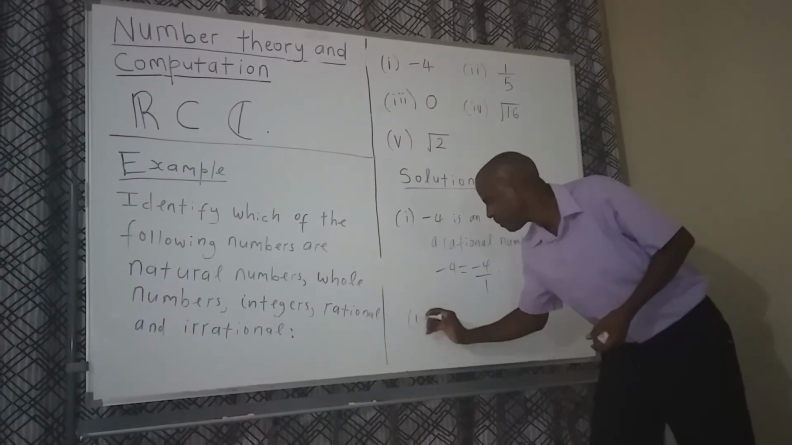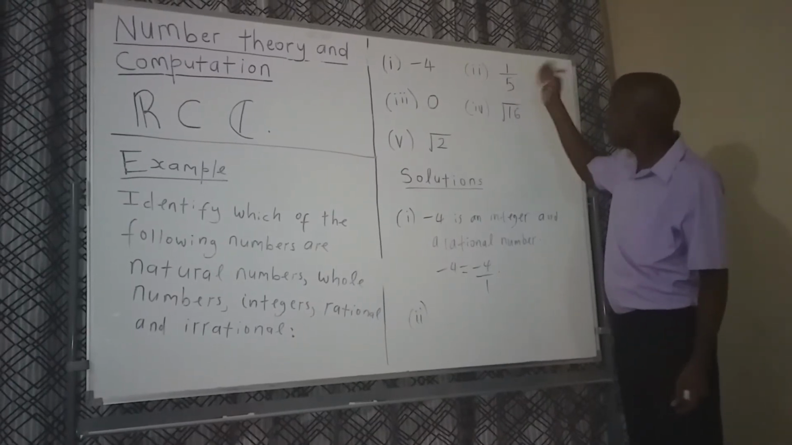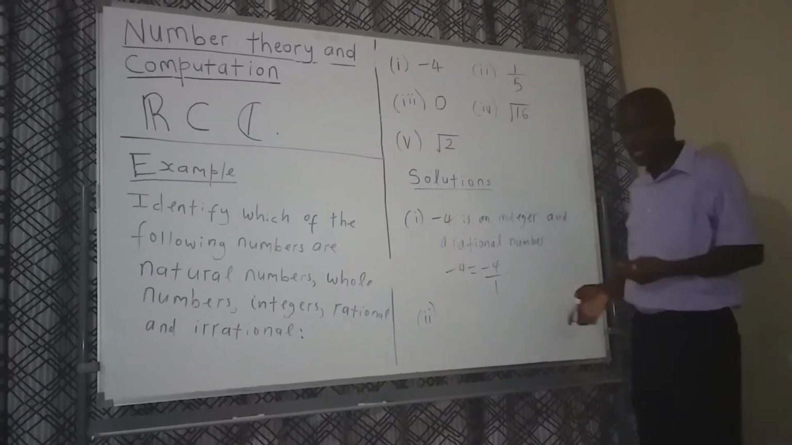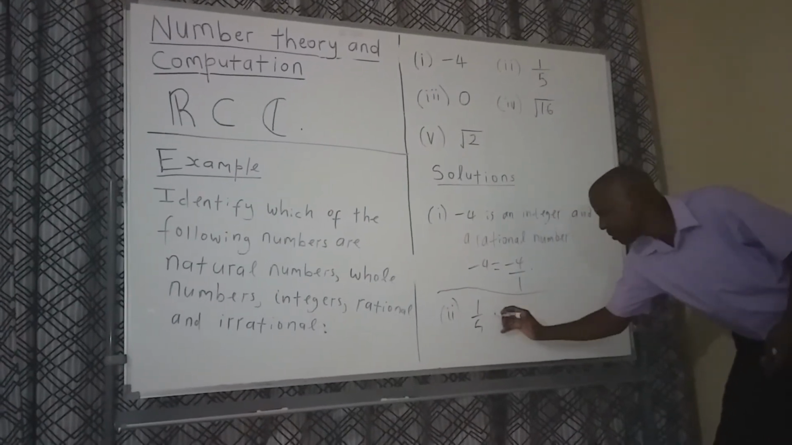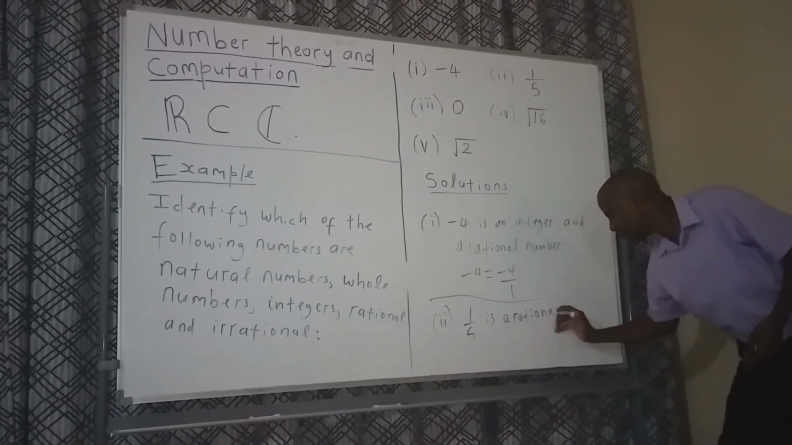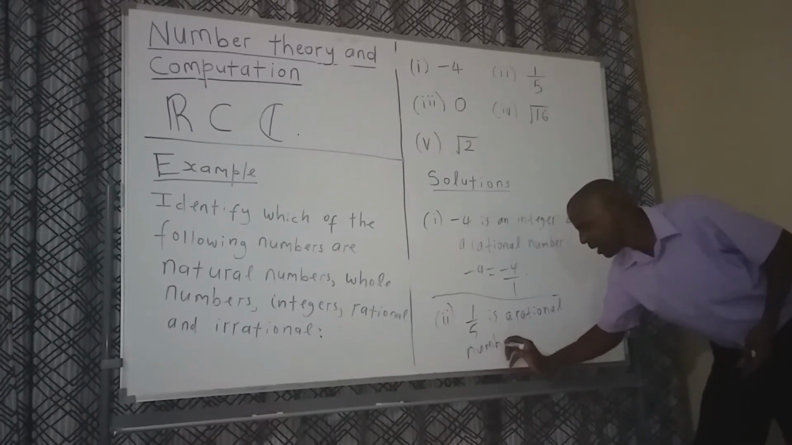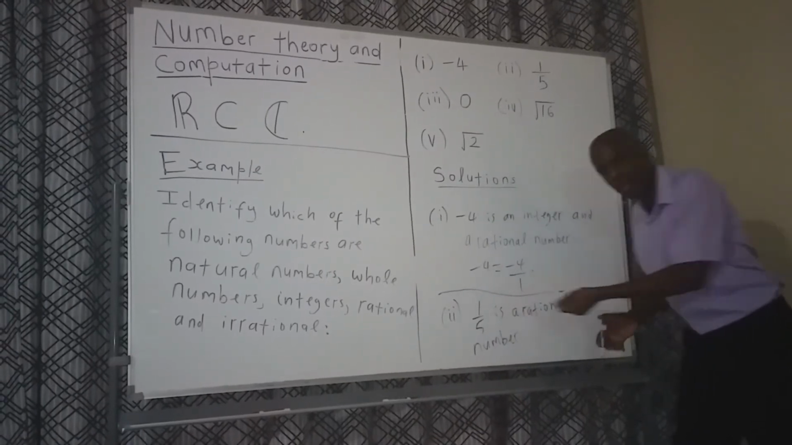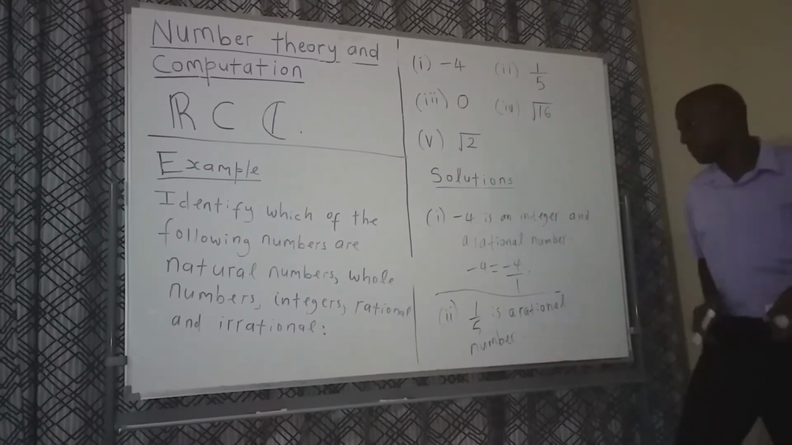Now, part 2, 1/5. Is 1/5 a natural number? No. Whole number? No. Integer? No. Rational? Yes. 1/5 is a rational number. And 1/5 is one that has a terminating value, because 1/5 is 0.2. It actually finishes, it terminates. It has an exact value. So it's a rational number.